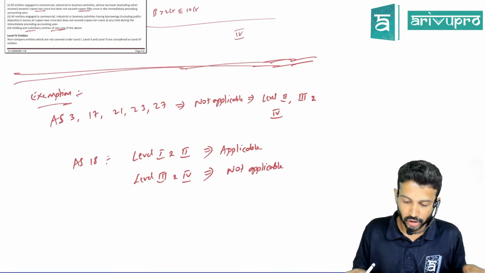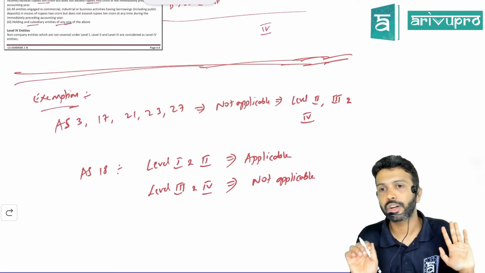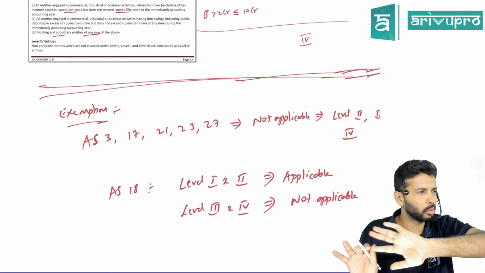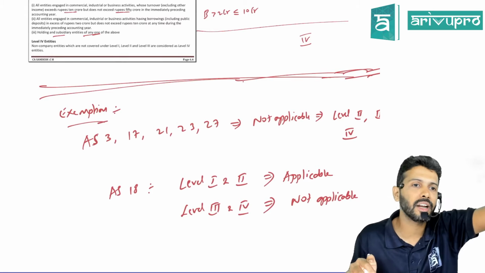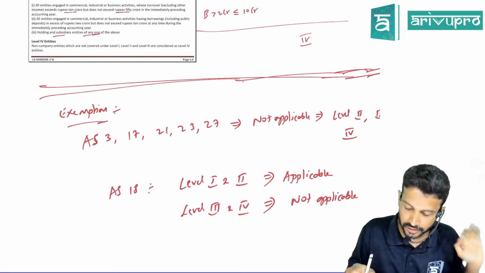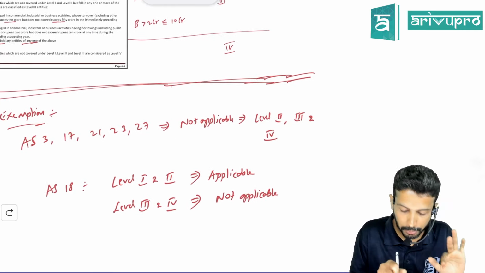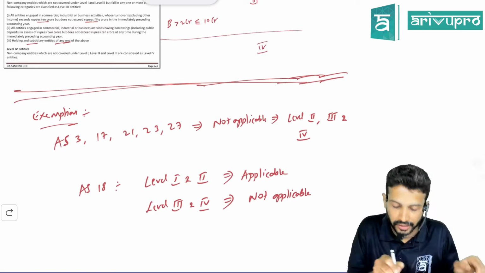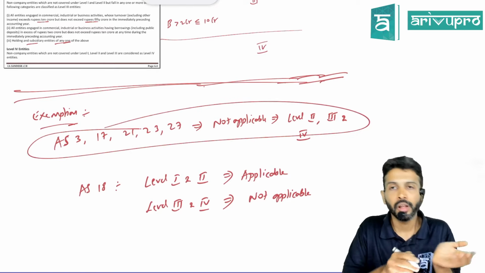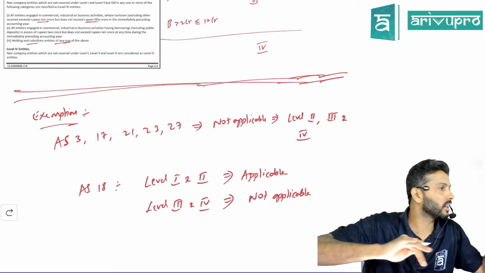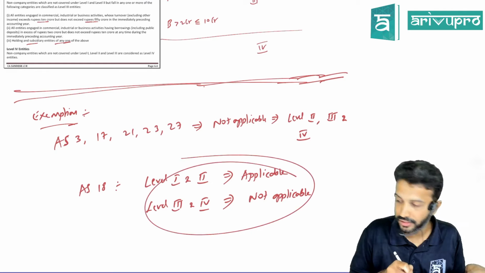Okay. Alright. So this is your exemption. Understood, sir? Simple way to remember. AS3 for cash flow statement, or you don't have to worry about the names, leave that. AS3, 17, 21, 23, 27. This is not applicable for level 2, 3 and 4. If you can remember this one more, great. Otherwise, it's okay. At least try to remember this much. Accounting Standard 18, that is related party disclosure. For level 1 and 2, it is applicable. For 3 and 4, it is not applicable.